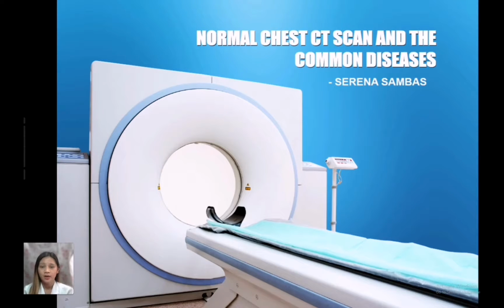I am Serena Sambas, and for this presentation, I am going to discuss the normal chest CT scan and the common diseases that we see in the chest CT scan. I provided some examples of what a normal chest CT scan looks like and what the appearance of the chest CT scan is if the image has a particular disease.